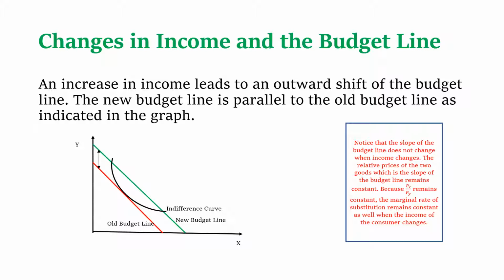Remember, when the income of the consumer increases, the budget line shifts outwards. And when the income of the consumer falls, the budget line shifts inwards towards the origin. In other words, it shifts towards the left.